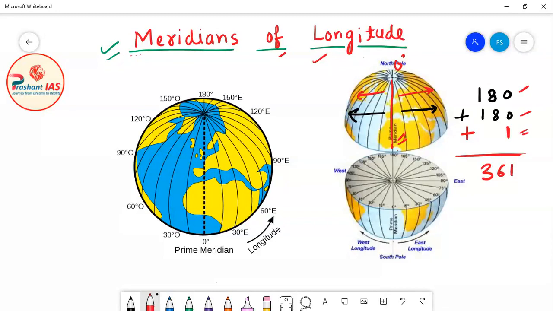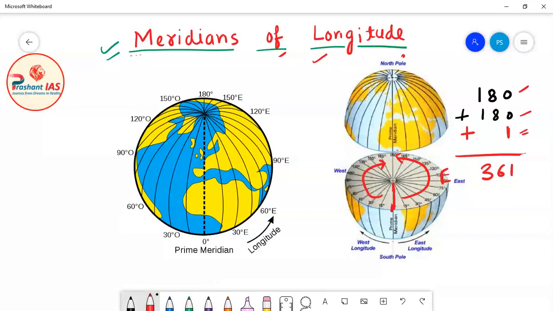Okay, so when I was explaining this concept, I told you what we are doing. So this is the prime meridian. You can see this diagram number 2, this is the prime meridian. Now we have drawn 180 meridians of longitude in the east direction, and we have drawn 180 meridians of longitude in the west direction.